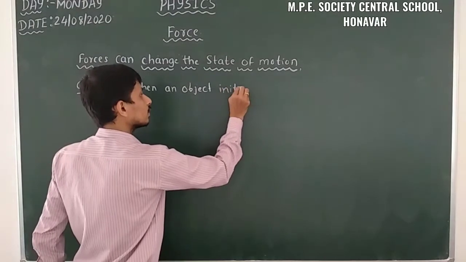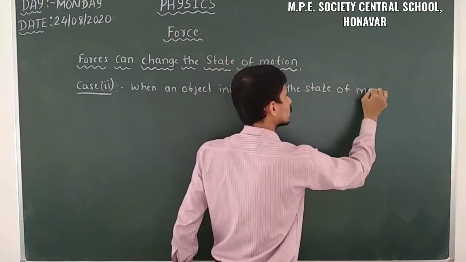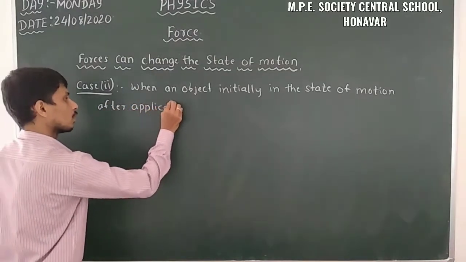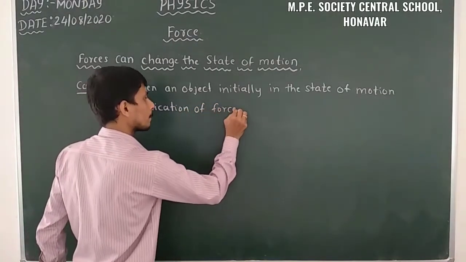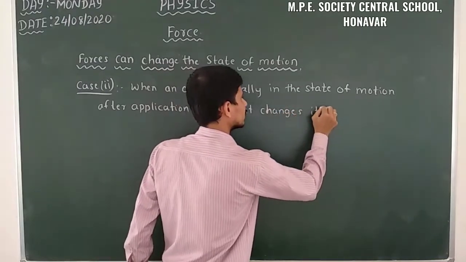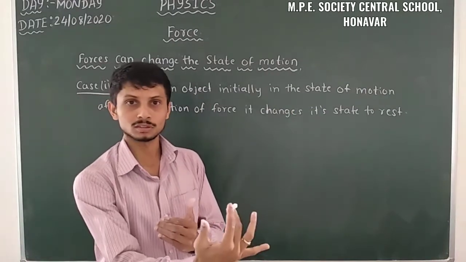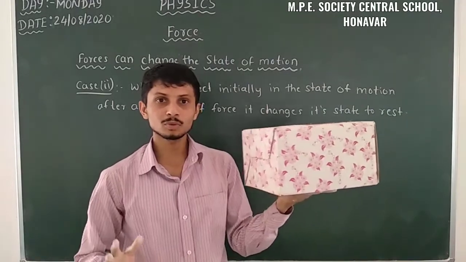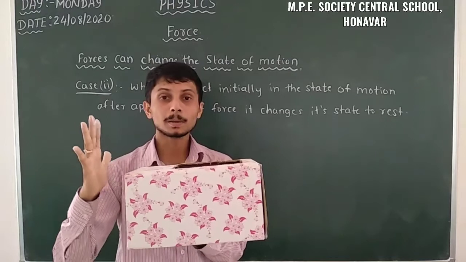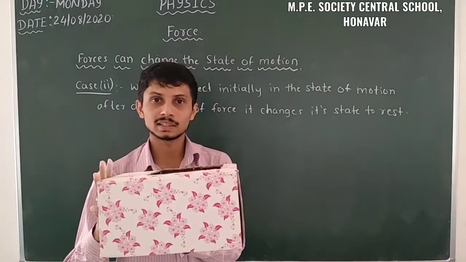When an object is initially in a state of motion, after application of force, it changes its state to rest. That means here the ball is initially in motion. So here the box is initially in motion. Here I will apply some amount of force in this direction. The box will remain stationary, it changes its state of motion to a rest state. That means it's a stationary state here.